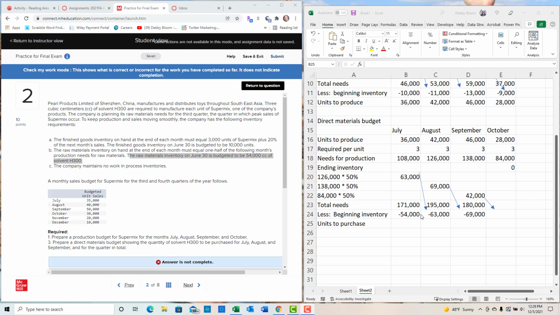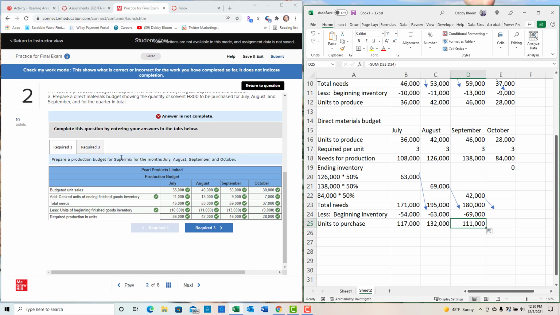Remember, because I put the beginning inventory in as a negative number, to subtract, I'm going to need to add the two cells. So make sure that you start from the total needs. I'm going to add the positive 171 and the negative 54,000, which will actually subtract. So 171 minus 54,000 is 117,000 units. 195 minus 63 gives me 132. And 180 minus 69 gives me 111,000.